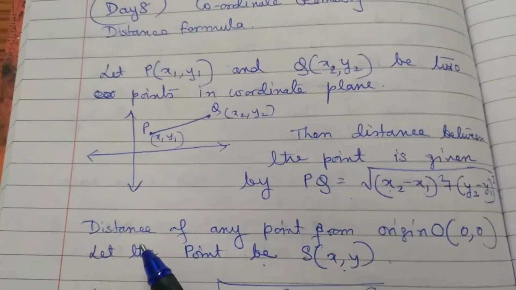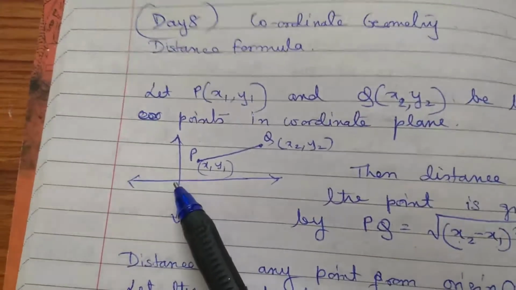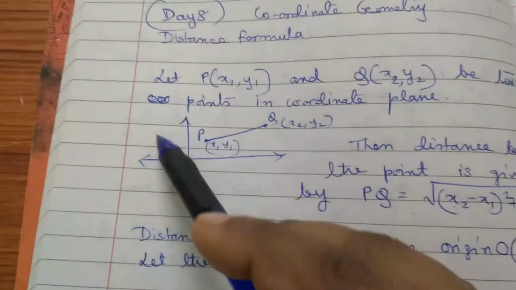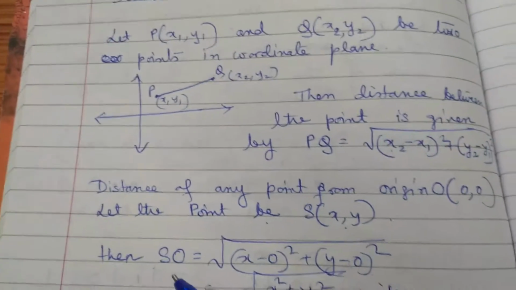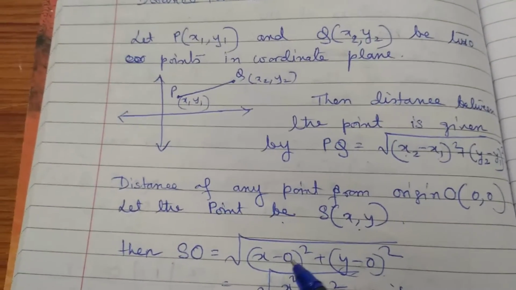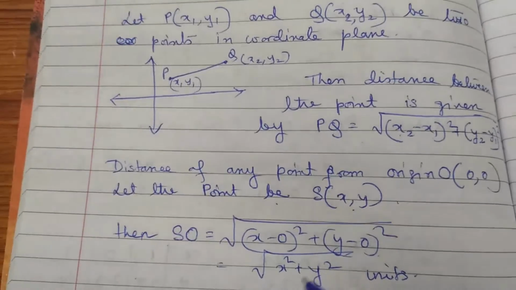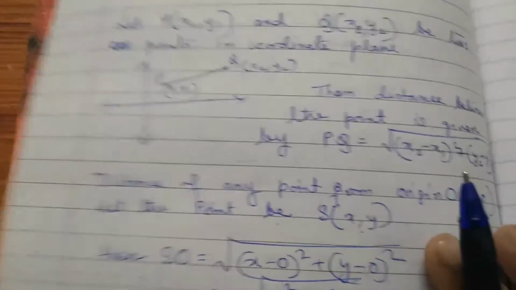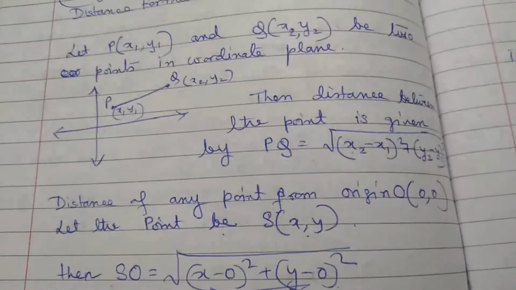Now if you have to find out the distance of any point from the origin, the origin, we know, has coordinates (0, 0). So say S is 1 point over here, and you have to find SO, then SO will be root over of (x minus 0) whole square plus (y minus 0) whole square, which is equal to root over of x square plus y square units. Okay. So in this way you have to find out the distance between any 2 points given on the coordinate plane.